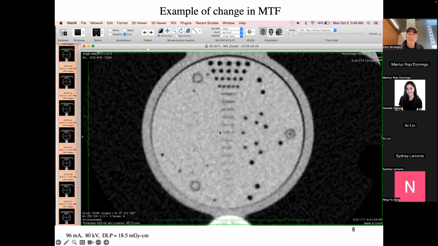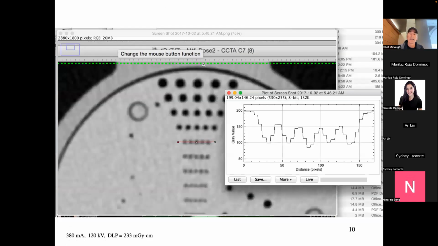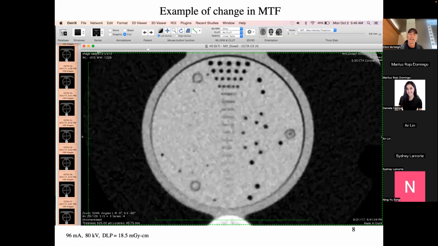Let's look at a specific set of holes like this here. If I draw a line, we'll see that we can see an up and down pattern. And then here, that pattern basically goes away, right? It's all just smushed together, right? So you can't resolve it anymore.